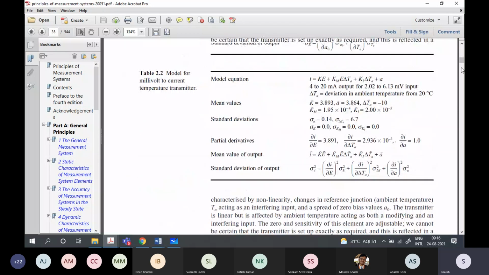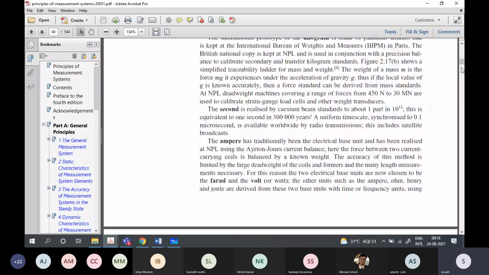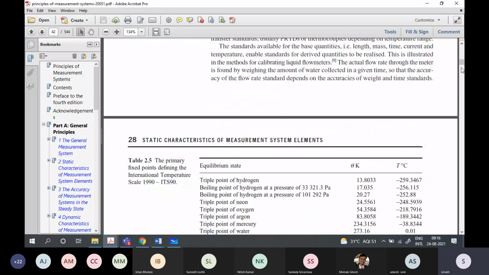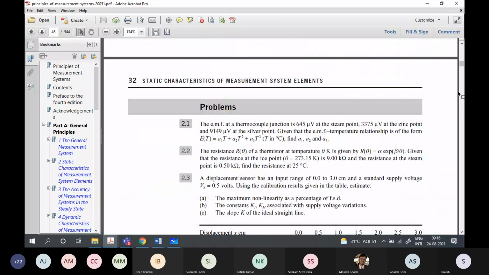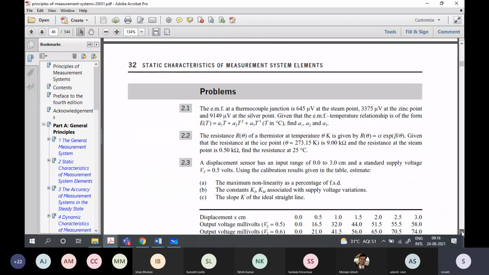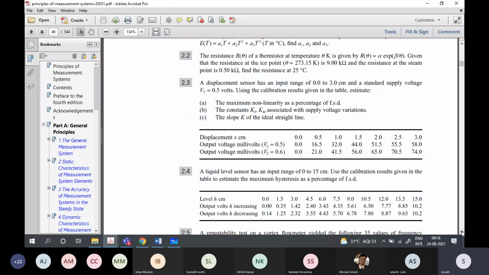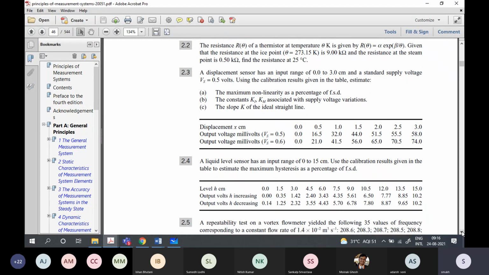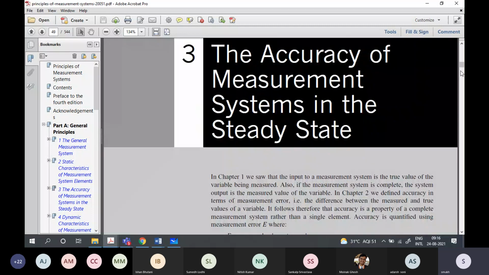I'm just trying to go to the assignment for chapter 3. Yes. But let's go to the assignment for chapter 3. And then we'll come.